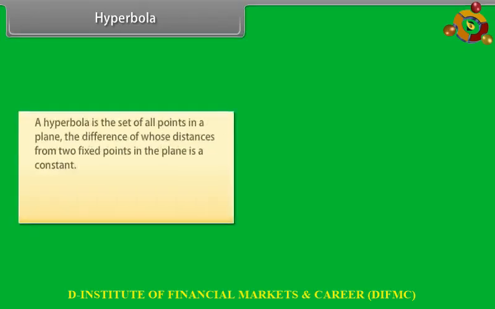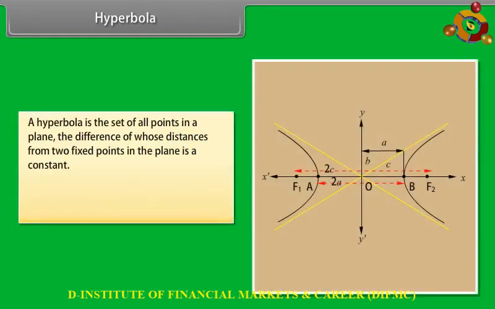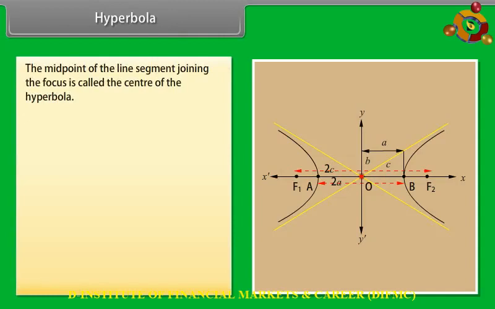Hyperbola. A hyperbola is the set of all points in a plane, the difference of whose distance from two fixed points in the plane is a constant. The two fixed points are called the foci of the hyperbola. The midpoint of the line segment joining the foci is called the center of the hyperbola. The line through the foci is called the transverse axis.